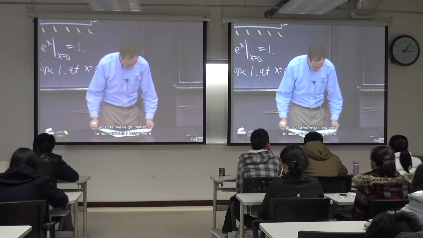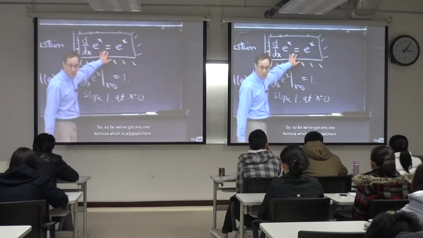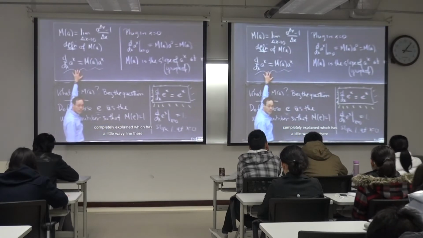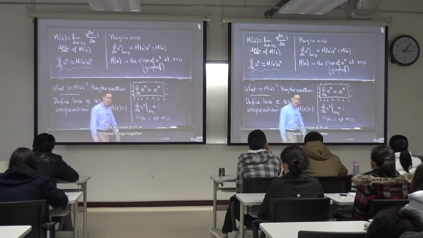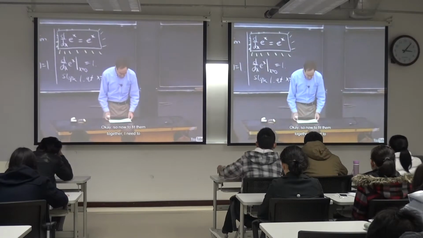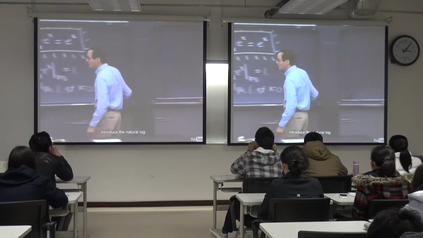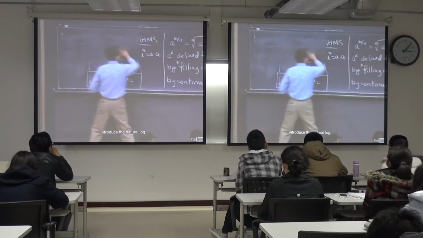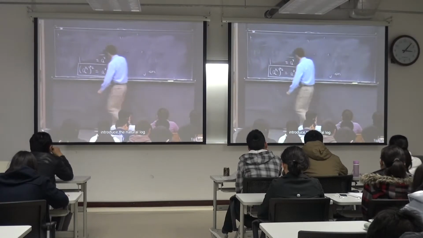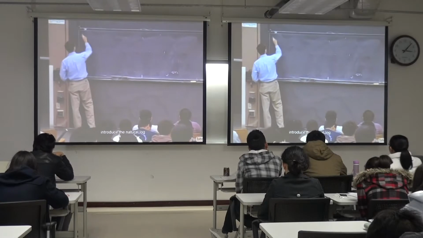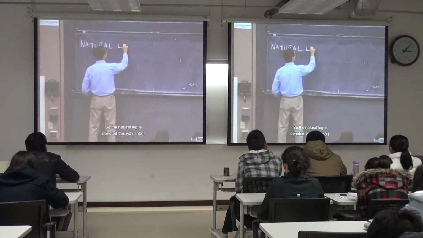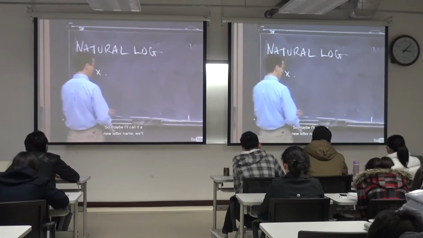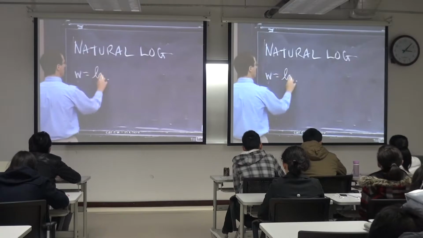Okay, so far we've got only one formula which is a keeper here, this one. All right, we have a preliminary formula that we still haven't completely explained, which has got a little wavy line there, and we have to fit all these things together. Okay, so now to fit them together, I need to introduce the natural log. Natural log is denoted this way, ln of x. So maybe I'll call it a new letter name. We'll call it w is equal to log x here.